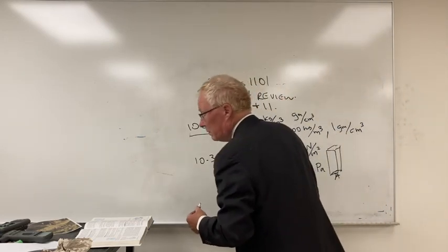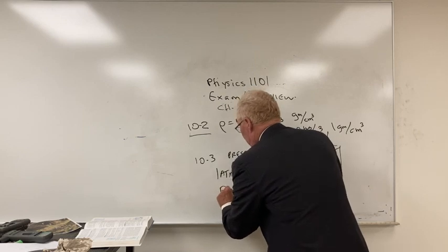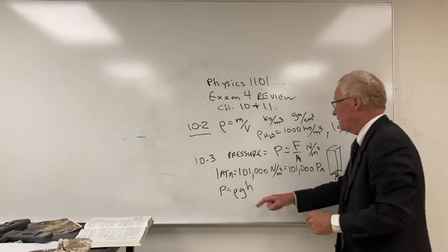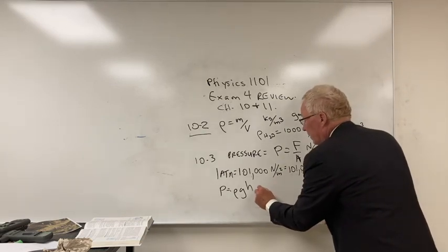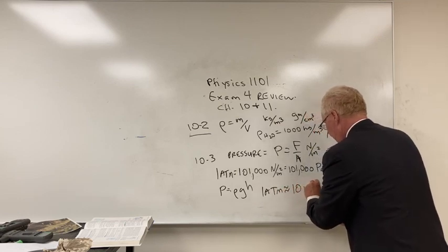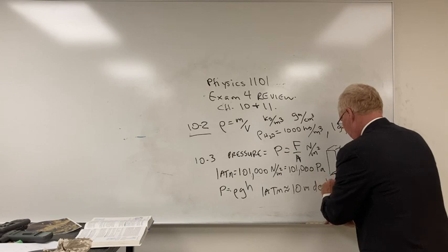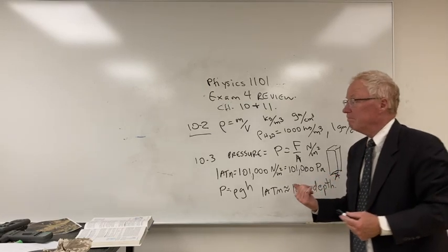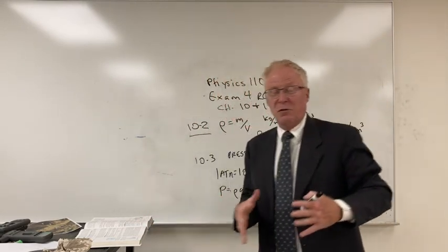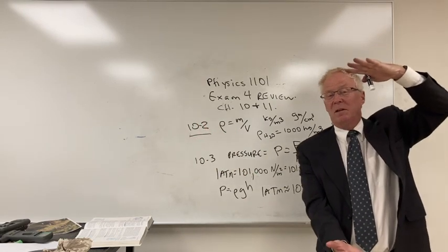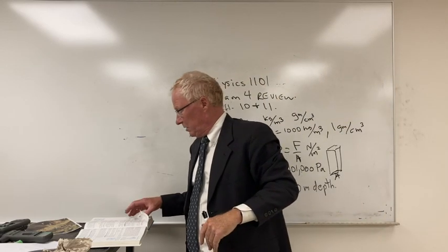For water, pressure goes as rho g h, where rho is the density, and for water, 1 atmosphere is approximately 10 meters in depth. And the fact that it's incompressible means every 10 meters you go down, you add 1 atmosphere of pressure. That has nothing to do with how spread out it is. It matters how deep the liquid or fluid is that you're dealing with. So that's section 10.3.